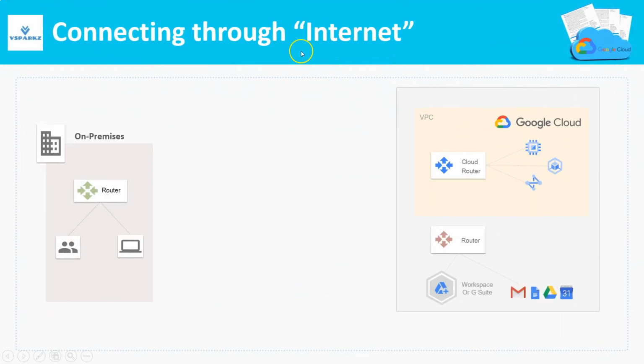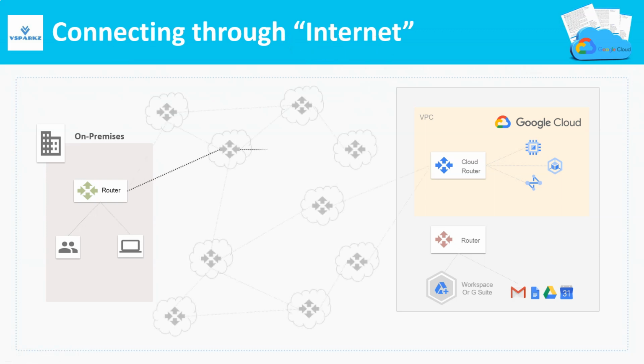Connecting through Internet. The simplest connectivity option to connect your environment to Google Cloud as well as to Google Workspace is to use a standard internet connection, which you may already have. The main drawback of this connectivity is that all the traffic between your environment and Google is fully public, which is not secure at all. Also, the bandwidth with which you are accessing is fully dependent on your internet service provider.